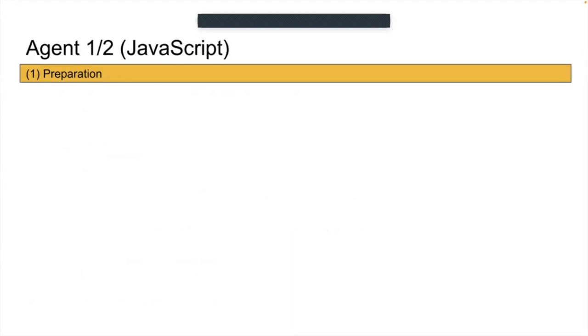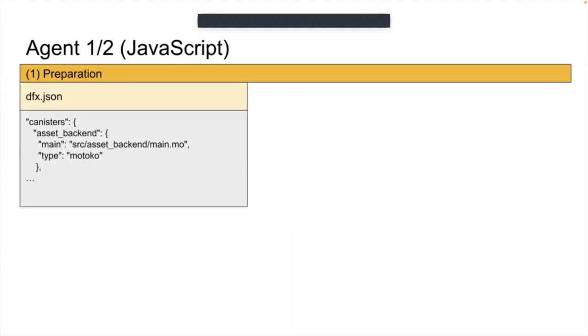As step one, we need a proper dfx.json file with a defined backend canister. Based on this configuration, the dfx generate command will create a ready-to-use JavaScript agent with all needed files and declarations. The target of this process will be a new folder called declarations under the source folder of your dfx project.